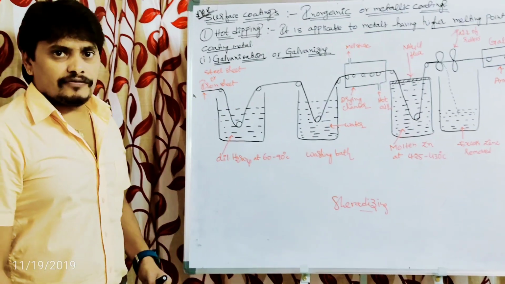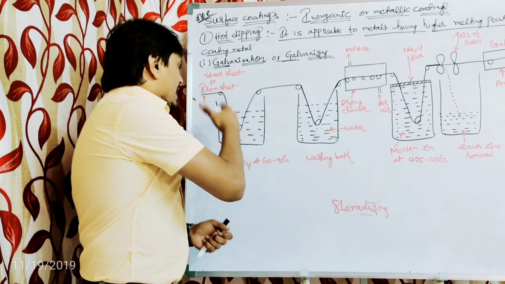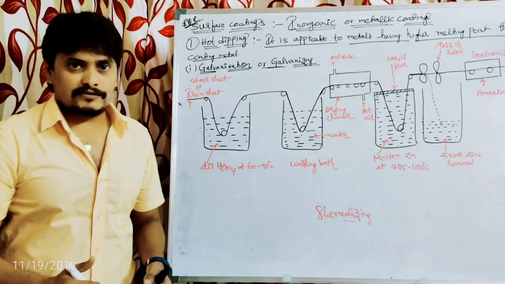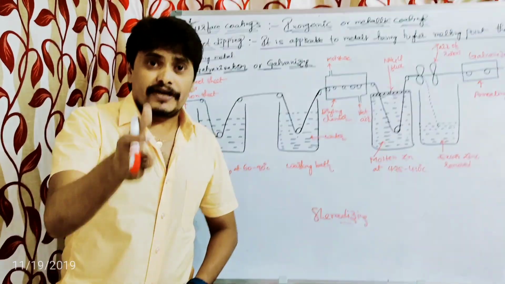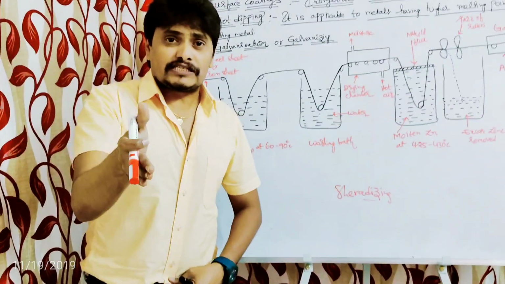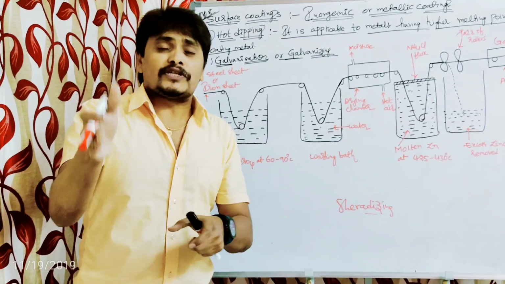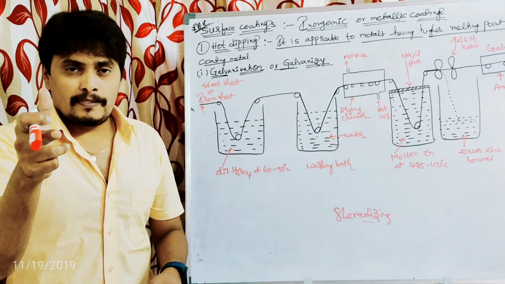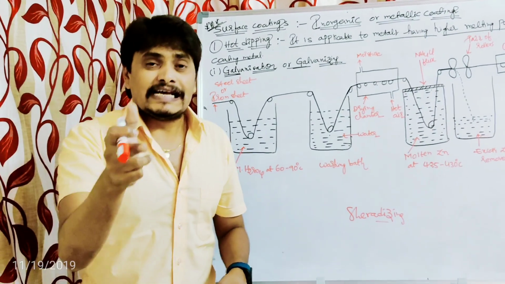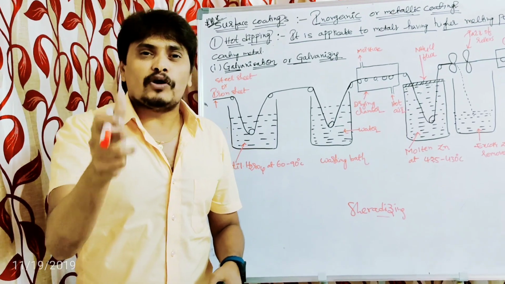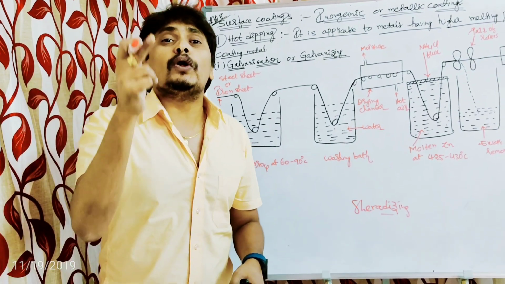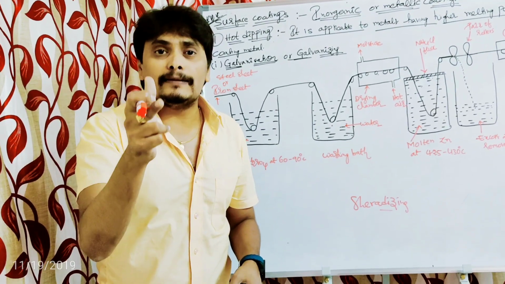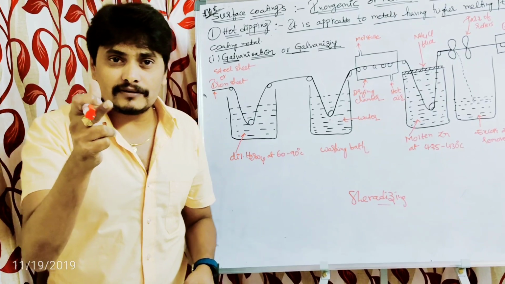Once they peel off, the base metal taken out from the bath of dilute sulfuric acid is free of all the impurities accumulated on its surface, but it is full of sulfuric acid molecules. Since it is full of sulfuric acid molecules, we definitely need to remove those sulfuric acid molecules from the surface of the base metal.